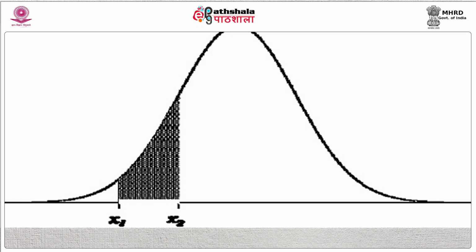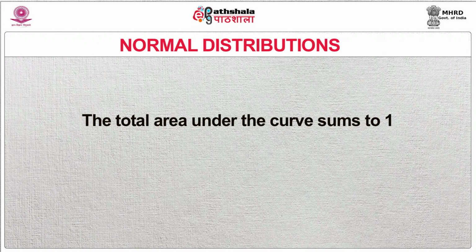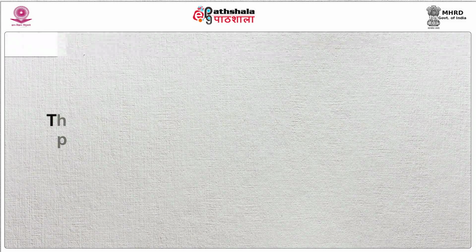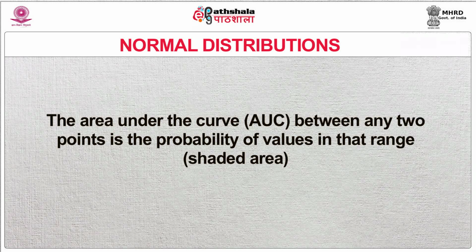Here you can see one of the curves. The probability curves demonstrate the following important properties. The total area under the curve sums to 1. The area under the curve, also denoted as AUC, between any two points is the probability of values in that range, that is the shaded area. The probability of any exact value is equal to 0. These above mentioned properties allow us to determine the approximate probability of various potentialities using a variety of probability tables.